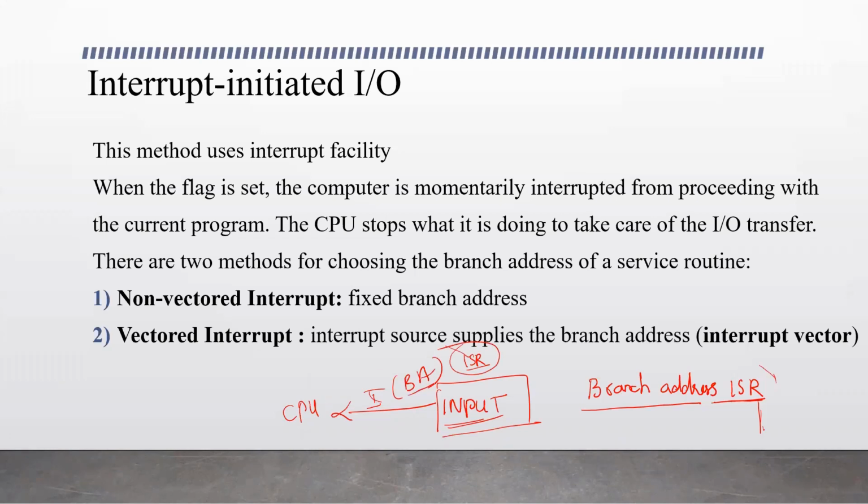To serve this interrupt, the CPU has to execute this particular routine that is stored in this branch address. So in this vectored interrupt, the interrupt source supplies the branch address. The service routines are stored in different memory locations, and the device that initiates the interrupt supplies a branch address. That branch address we call the interrupt vector. Interrupt vector is the branch address that is supplied by the interrupt source.